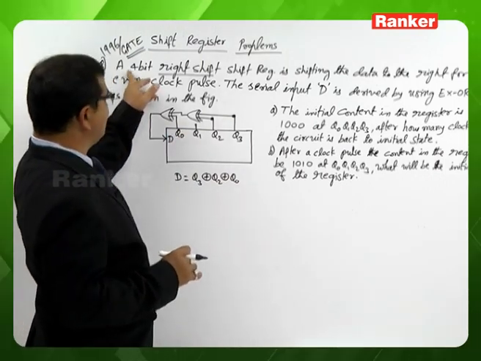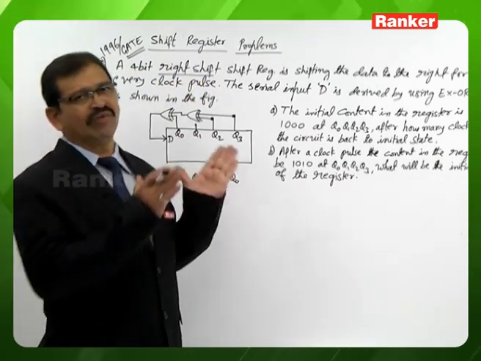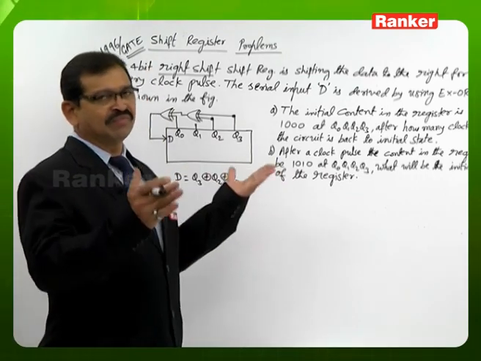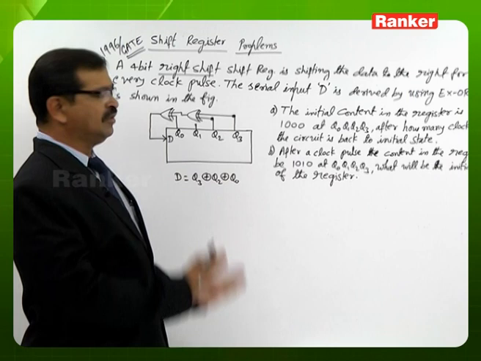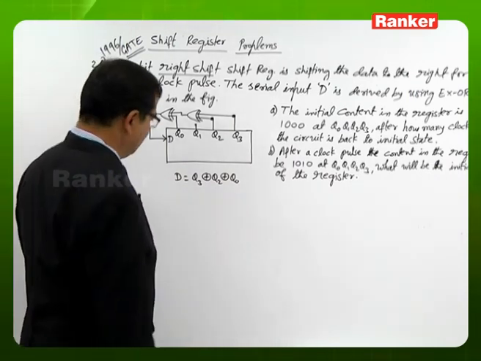It is very clearly mentioned that it is a right shift register. In a right shift register, the data will always move from MSB to LSB. With a left shift register, the data will shift from LSB to MSB. It is standard notation, unless it is specifically mentioned otherwise.